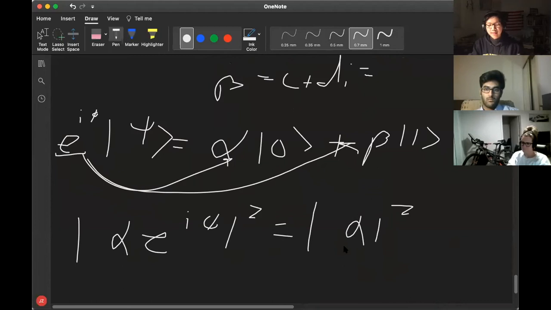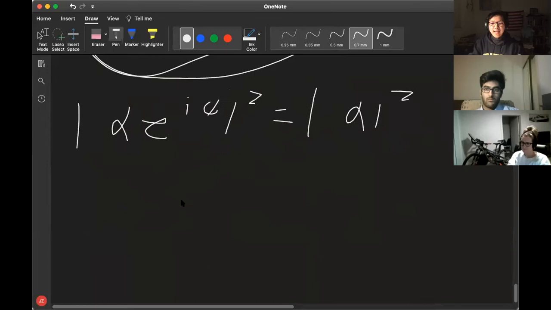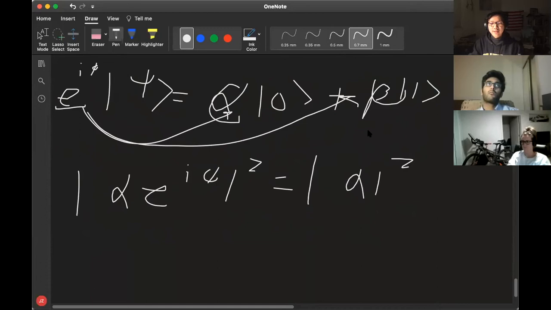So that's global phase. But relative phase is if I were to look at alpha and beta here, those would be considered your relative phases, each component that is dangling in front of, or each sub-phase you could even think of, that is in front of each ket here.